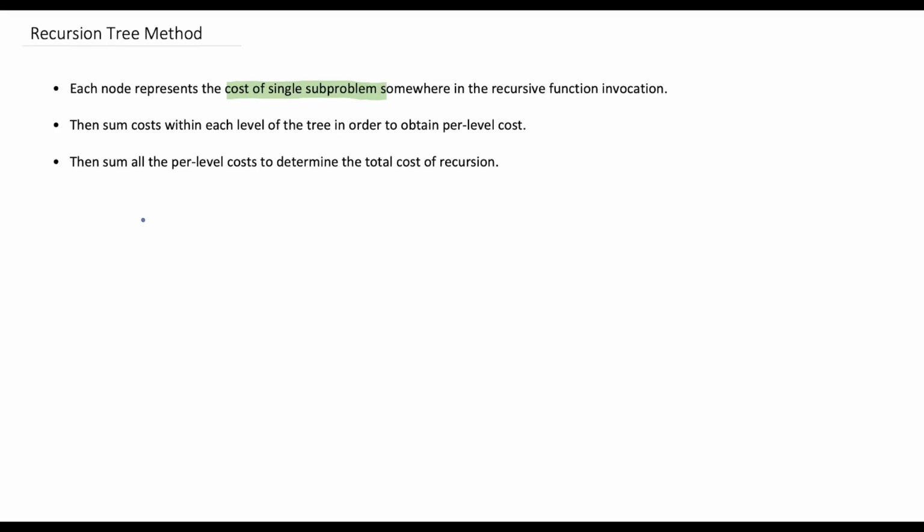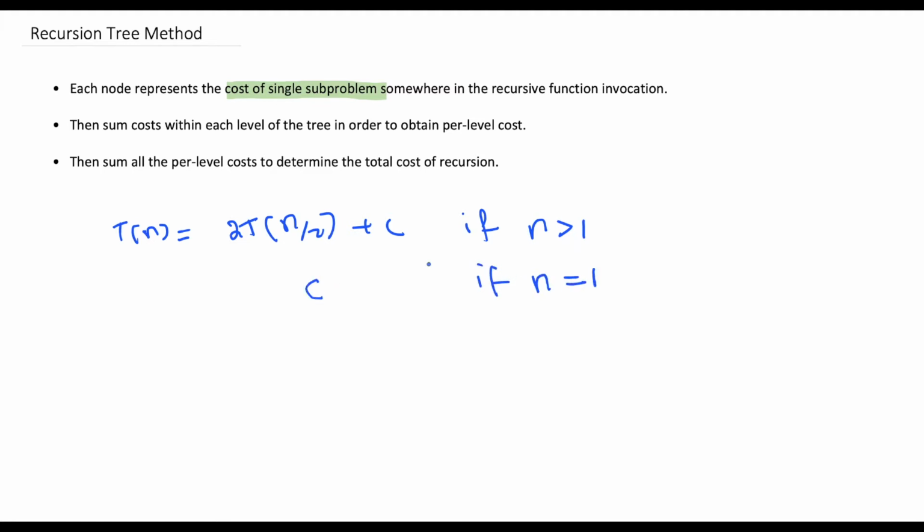So here I have a recurrence relation. The recurrence relation is T of n equal to 2T of n by 2 plus C, and this is applicable if the value of n is greater than 1. Otherwise it is just C if the value of n is equal to 1. We will utilize this recurrence relation to construct the recursion tree.